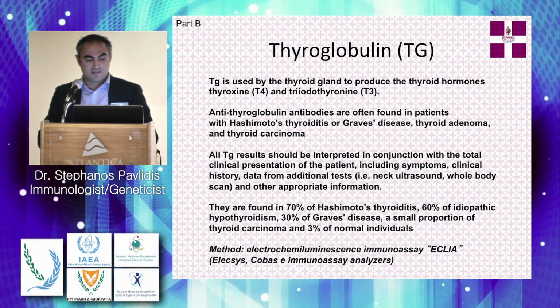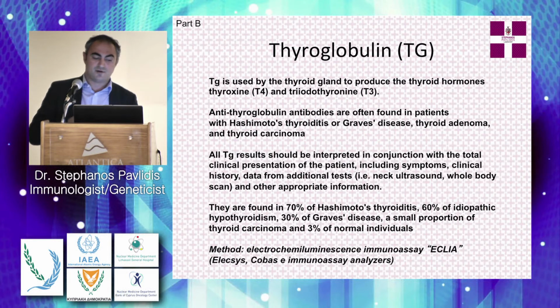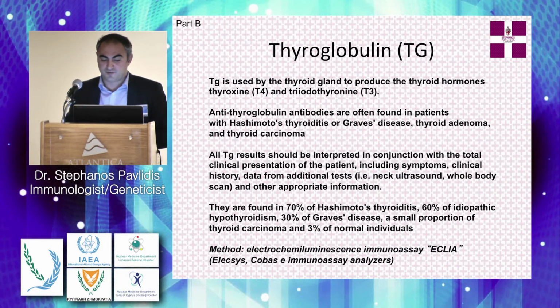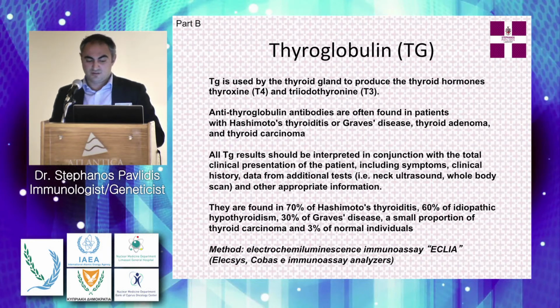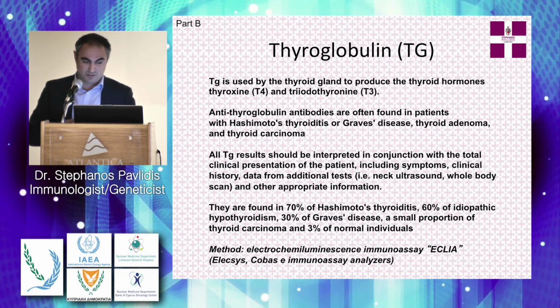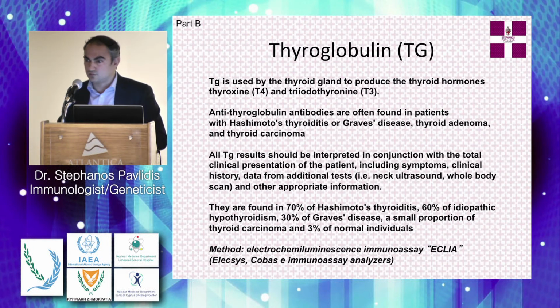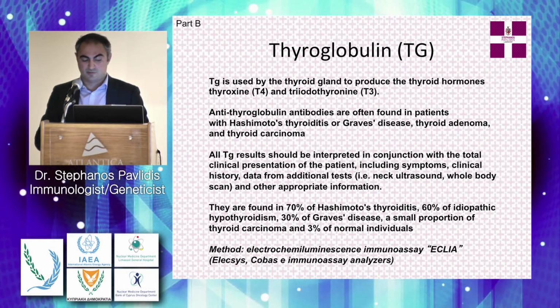Thyroglobulin is used by the thyroid gland to produce the thyroid hormones, thyroxine, T4, and triiodothyronine, T3, excuse me for my pronunciation. Antithyroglobulin antibodies are often found in patients with Hashimoto thyroiditis or Graves' disease, thyroid adenoma, and thyroid carcinoma. All TG results should be interpreted in conjunction with the total clinical presentation of the patient, including symptoms, clinical history, data from additional tests, such as neck ultrasound, whole body scan, and other appropriate information. They are found in 70% of Hashimoto's and 60% of idiopathic hypothyroidism, 30% of Graves' disease, a small proportion of thyroid carcinoma, and 3% of normal individuals. And this test is also done by a method similar to TPO, electrochemiluminescence.